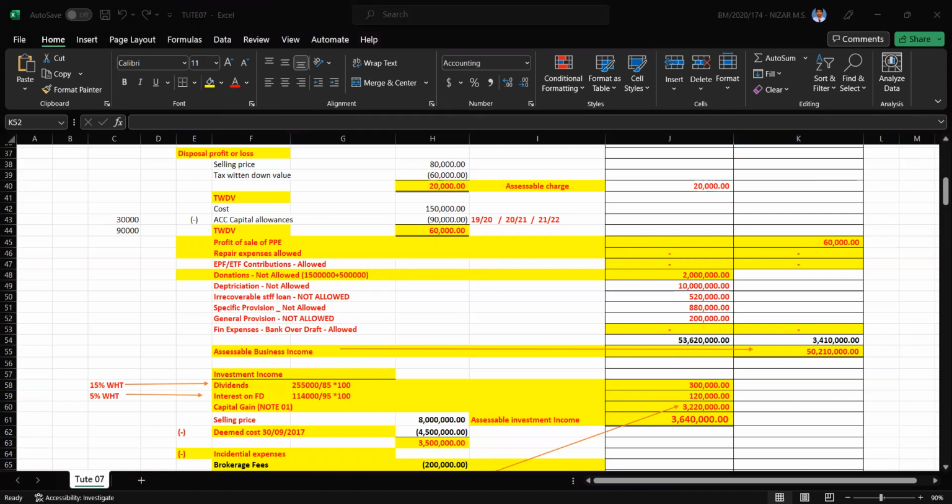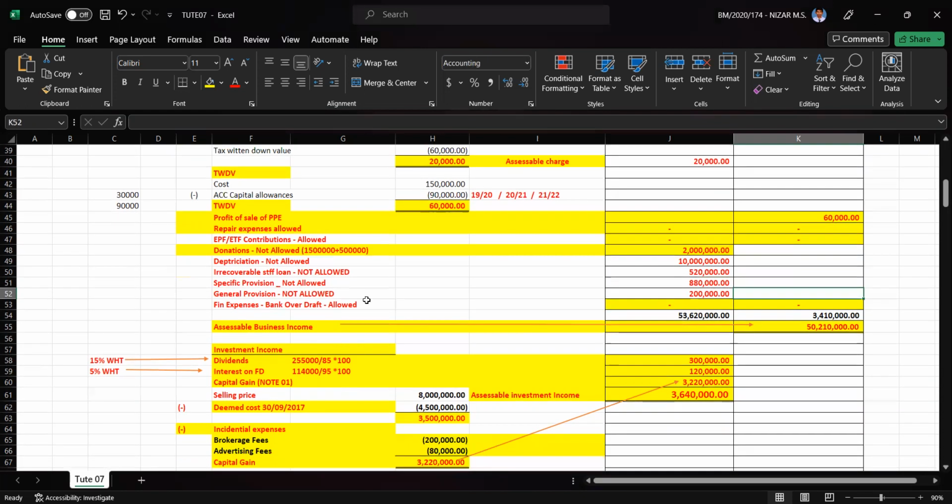The selling and distribution bad debts are allowed, but of the composition of bad debts, only these four things are allowed, as stated, right off. The other three we want to add back, because provisions, whether general provision or special provisions, are not allowed. And irrecoverable staff loan is not incurred in the generation of the production of income. So those things we want to add back, right? The finance expenses, overdraft, those we can allow, because those are incurred in the production of income. Those are allowed. So after adjusting those things, we can derive the assessable business income.